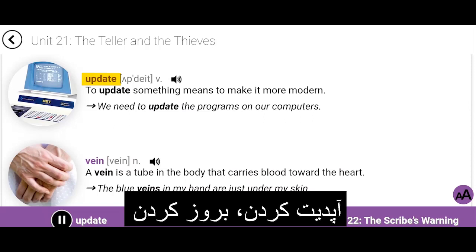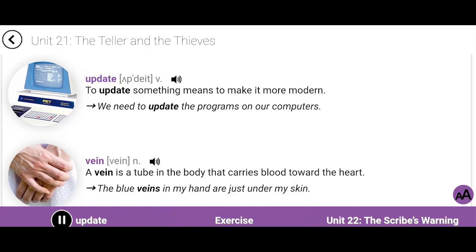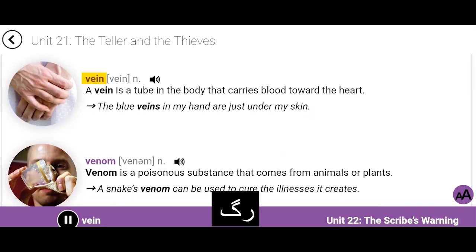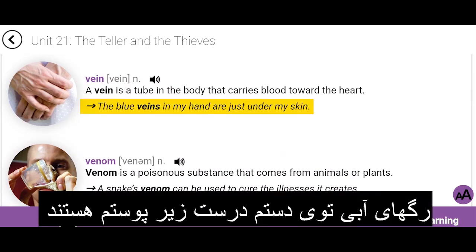Update. To update something means to make it more modern. We need to update the programs on our computers. Vein. A vein is a tube in the body that carries blood toward the heart. The blue veins in my hand are just under my skin.